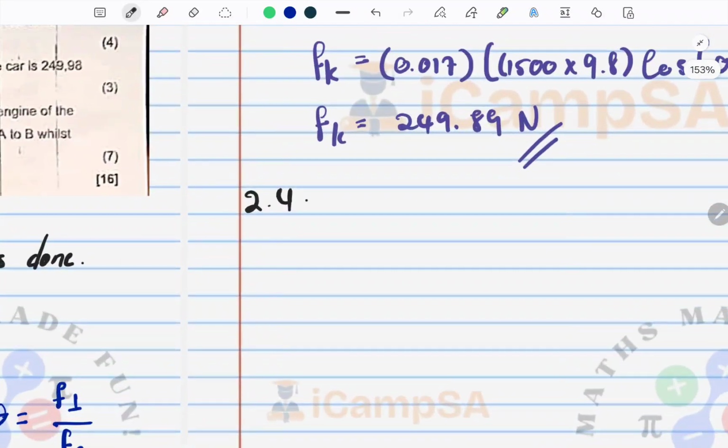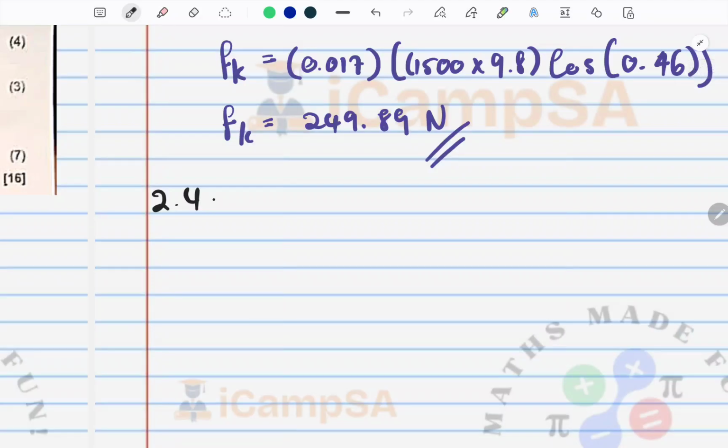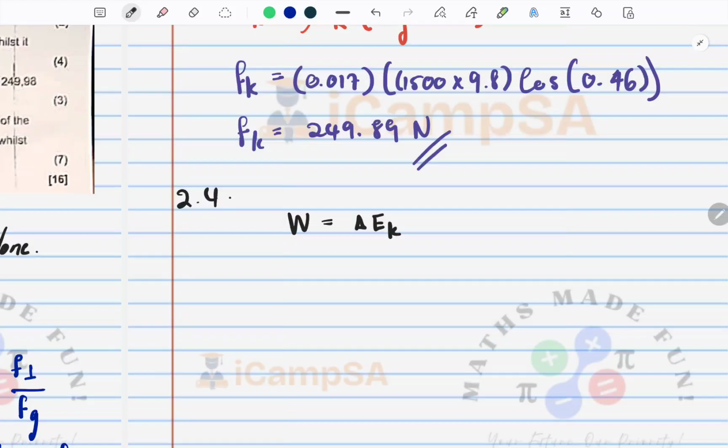2.4. Okay, first things first, you must know what the Work-Energy Theorem is. What does it mean? The Work-Energy Theorem says that the net work done is equal to the change in kinetic energy. Okay, that's the first step. You need to know this. Once you know this, then it's easier for you, and you can deal with whatever you need to deal with. Okay, so now let's get to it.